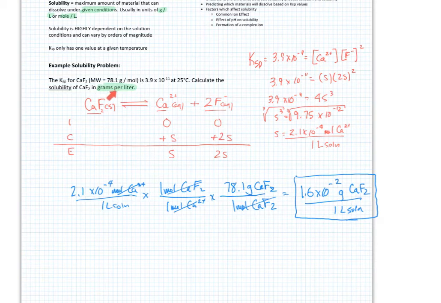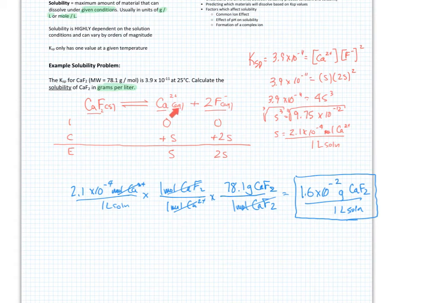Okay, if this was in moles per liter, this would have been the answer. We would have one more step. We would have needed to say times 1 mole CaF2 per 1 mole of Ca2+. So it would have been 2.1 times 10 to the minus 4 moles per liter solubility, and the grams per liter is 1.6 times 10 to the minus 2 grams per liter.